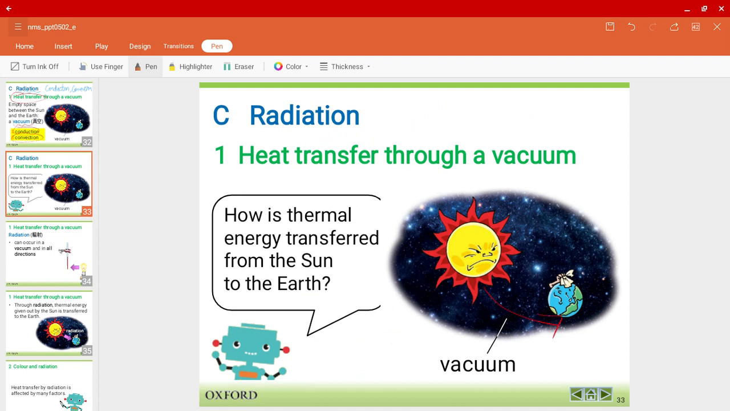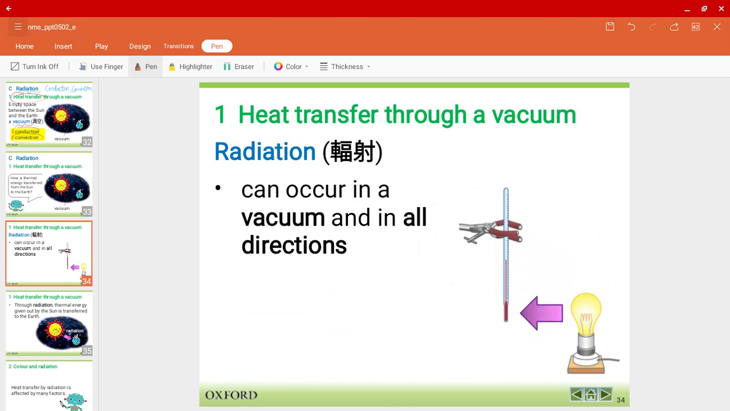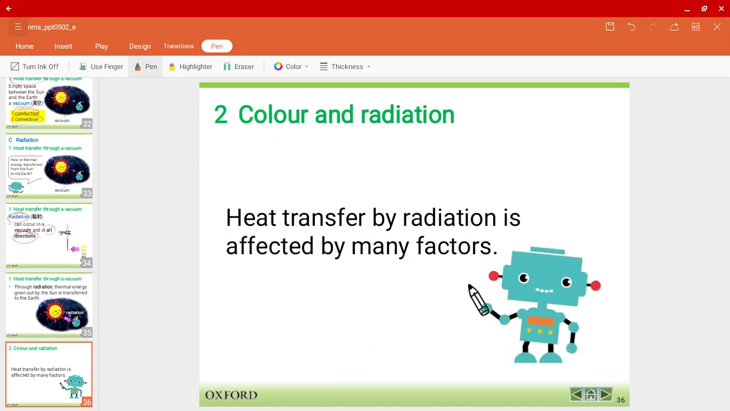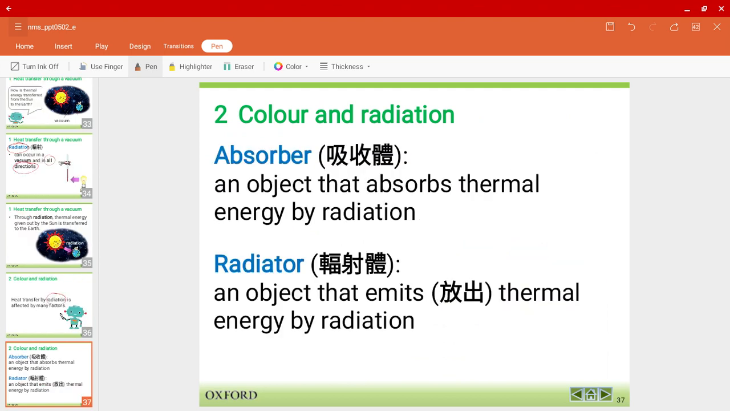So for that, we'll be learning a specific name for this kind of heat transfer, which is called radiation. It can occur in a vacuum and in all directions. Okay? So through radiation, thermal energy is given out by the sun, and that is transferred to our planet Earth. So heat transfer is affected by many factors, especially for radiation. So let's see what factors affect it.